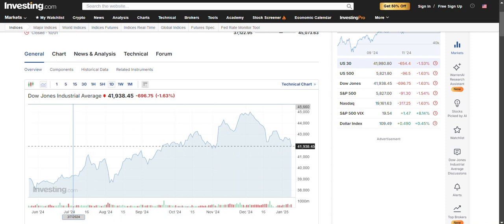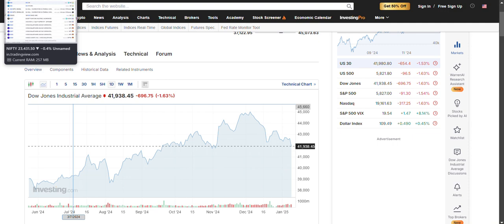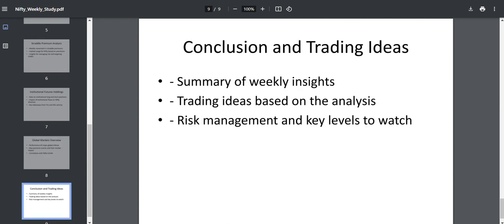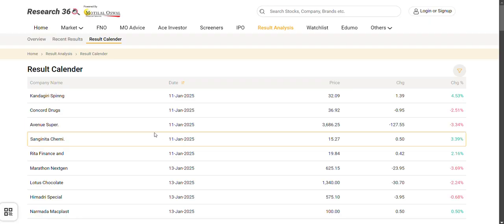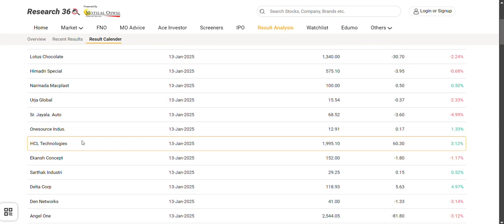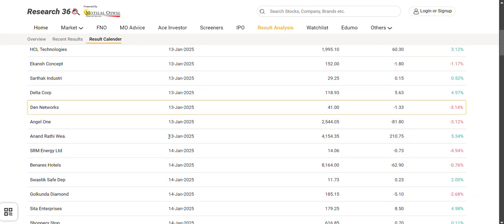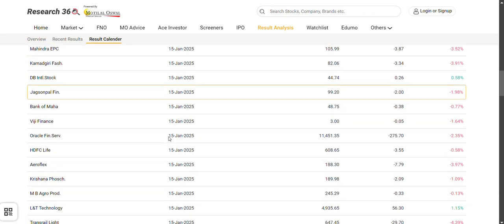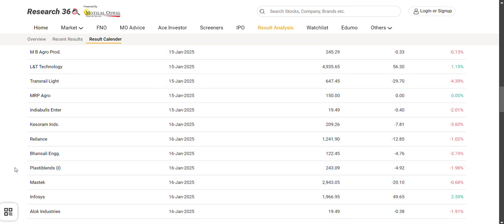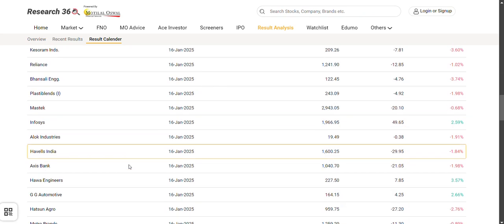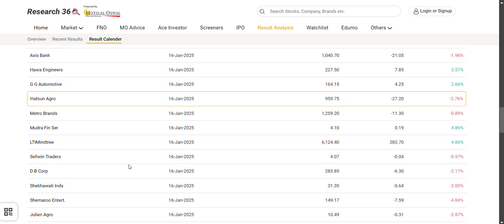Next, we will just look into the next parameter. Before going to the conclusion, I want to show you another two data. That is what results are there, because this is the result month. So we will look into the results. HCL result is coming. Then after that, any other major results? So we are finding, yeah, one more is there. That is Infosys on 16th. Then any other results for this?